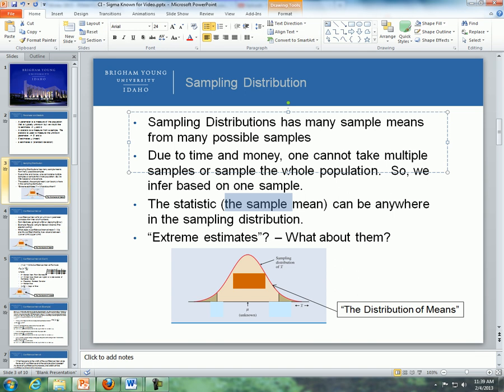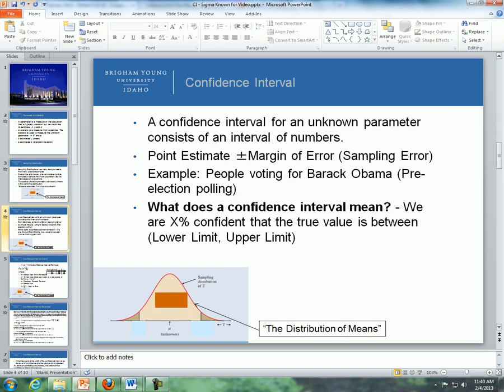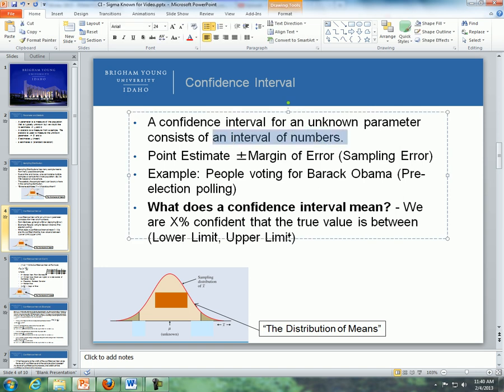However, it's not too terribly bad, because what we have here is a confidence interval. We can take a confidence interval and have a high level of confidence that it contains the true mean. A confidence interval is for an unknown parameter, and it consists of an interval of numbers. The general formula is your point estimate plus or minus the margin of error, or that sampling error. For instance, with the general election back in 2012, President Obama versus Mitt Romney, there were pre-election polls that took place before the general election. One poll may have shown that 49% of all Americans would vote for Obama, with a margin of error plus or minus 4%. So we are X% confident that the true proportion of people voting for Obama will be between 45 and 53%.